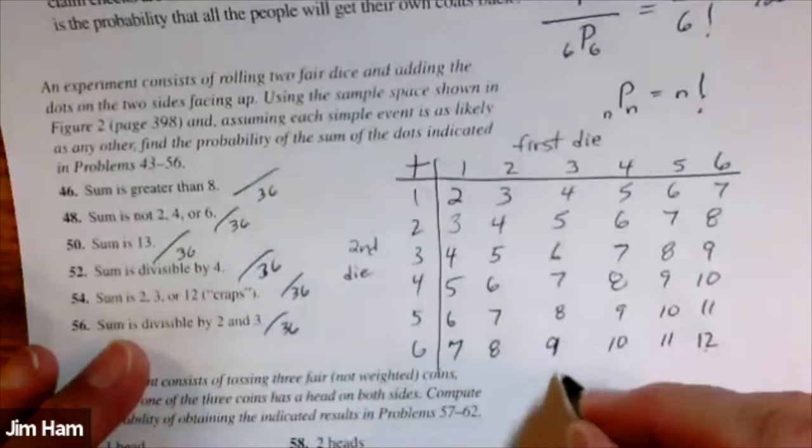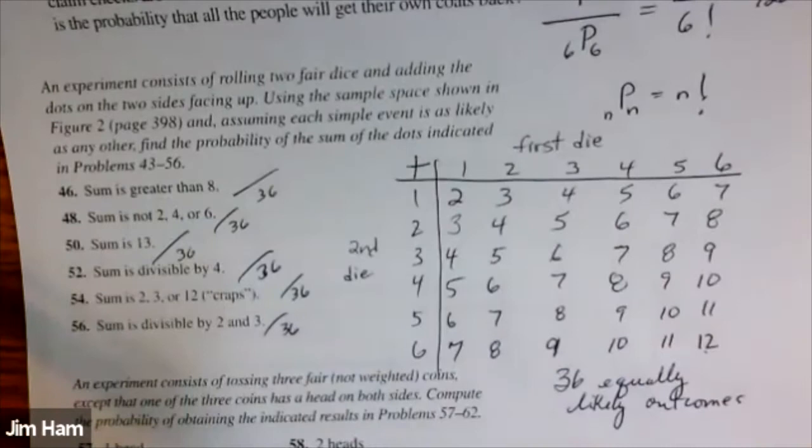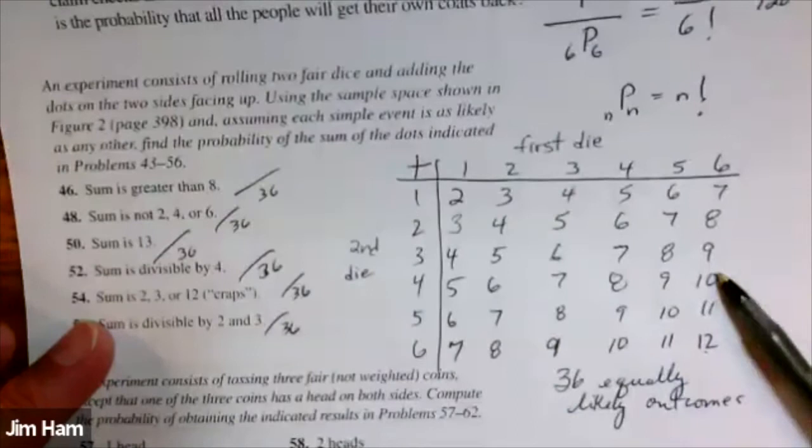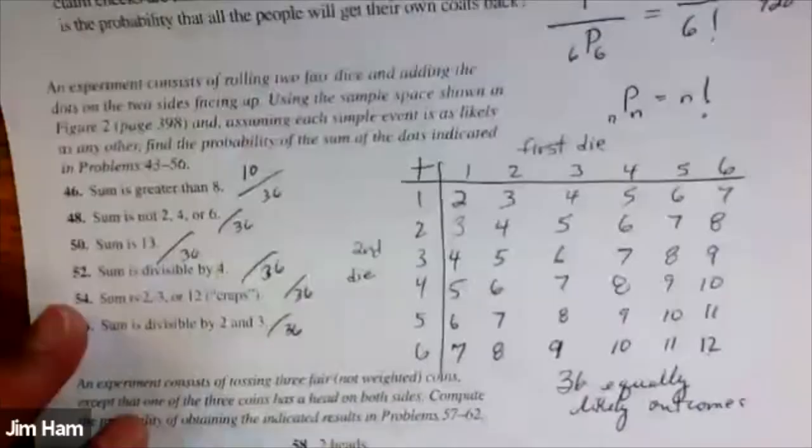So 36 equally likely outcomes. All right, so then to do a problem like this, a sum greater than 8, we just have to go count the number of these 36 outcomes where you see that the sum is greater than 8. Now, greater than 8 does not mean equal to 8. So we're going to start counting up the 9s, the 10s, the 11s, and the 12s, because we don't have to count the 13s because there are none. So count the 9s, 1, 2, 3, 4, count the 10s, 5, 6, 7, count the 11s, 8, 9, and then count the 12, 10. So there are 10 different outcomes.